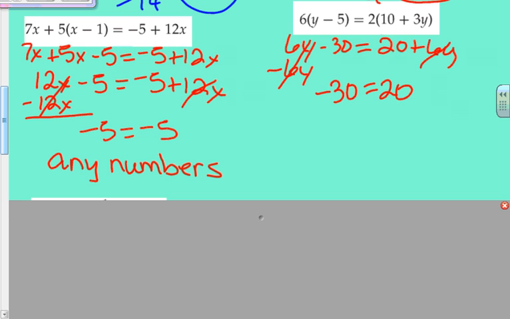And here's another special situation. That's not possible. When this happens, when you have two numbers that it says they're equal but they're not, there's no solution to this problem. So your answer is no solution. And that's another special situation that might come up. Any number or no solution.